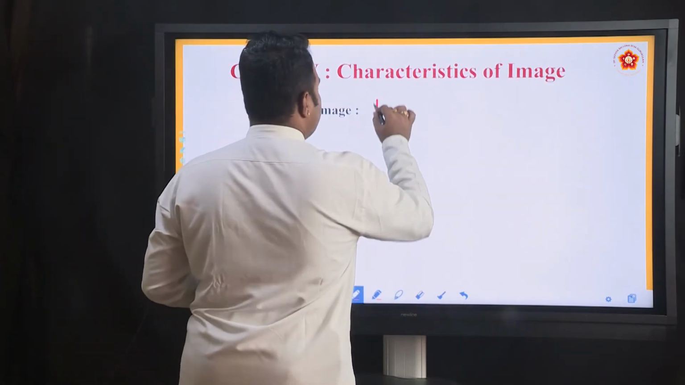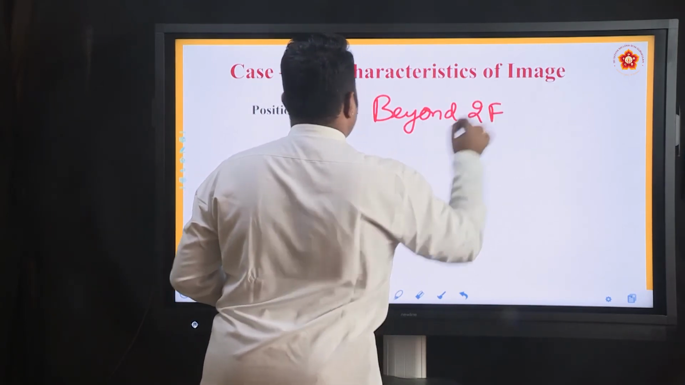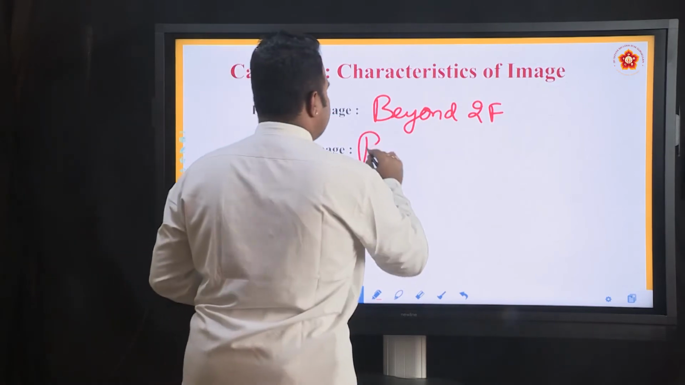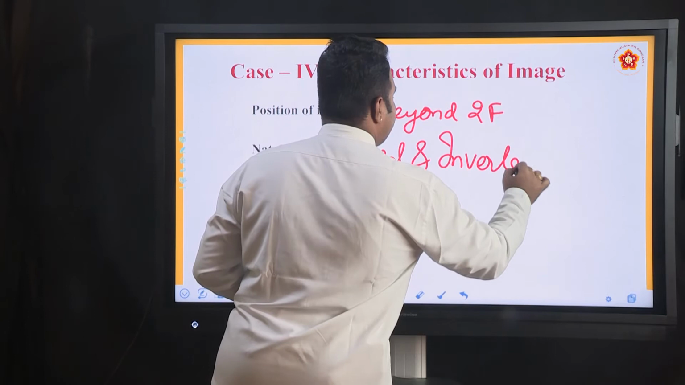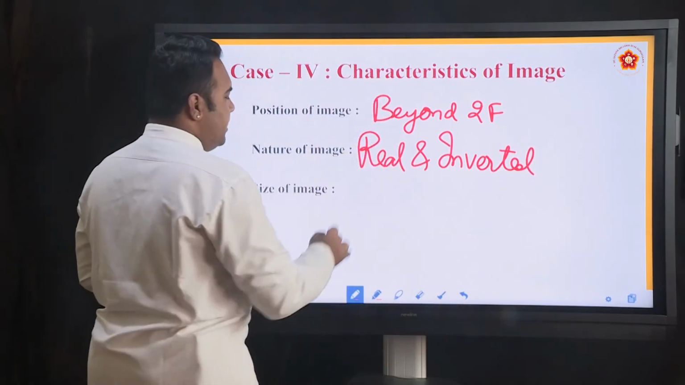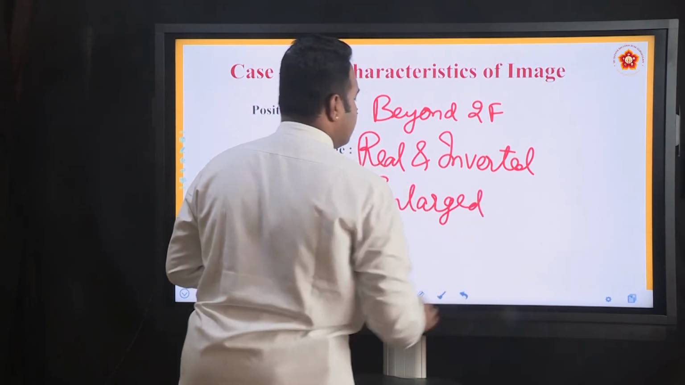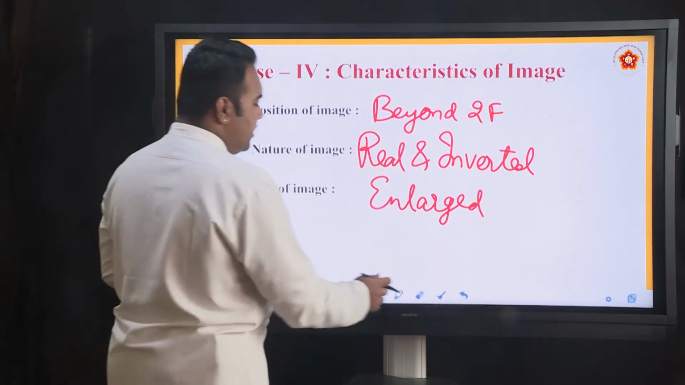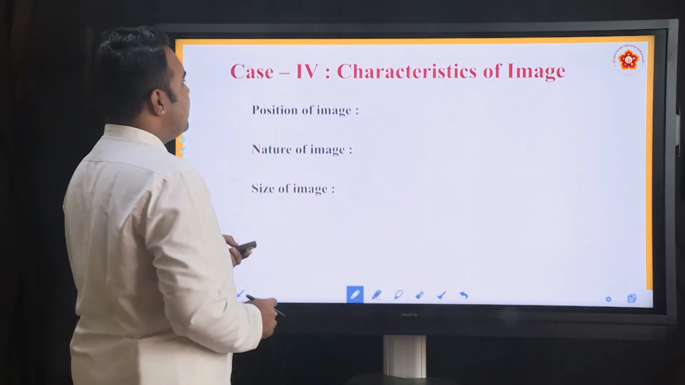Position of the image is beyond 2f. Nature of the image is real and inverted. Size of the image is enlarged. So this is how we tabulate our results in this particular case.